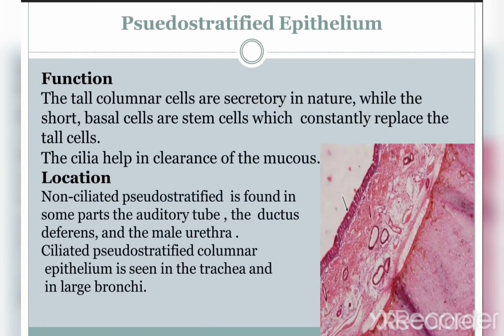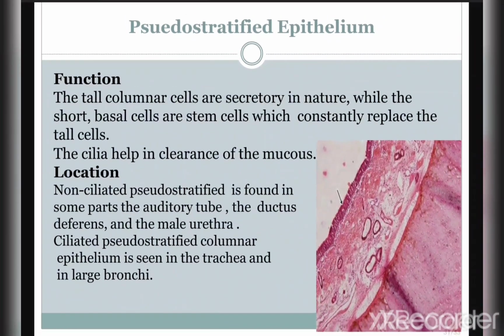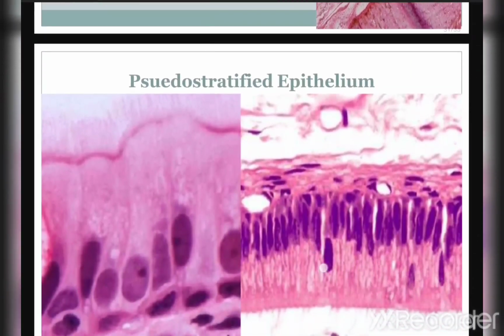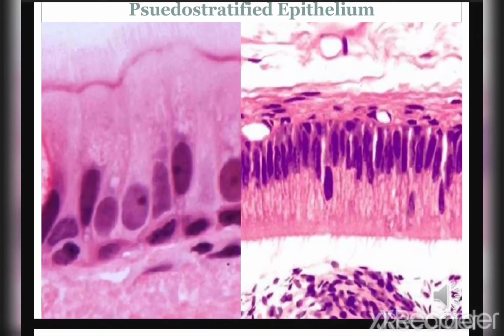Regarding the non-ciliated pseudostratified epithelium, it is found in certain areas, like the auditory tube and the male urethra. It is pseudostratified but without cilia. This is a high power slide of the pseudostratified epithelium with nuclei at different levels. And thank you.